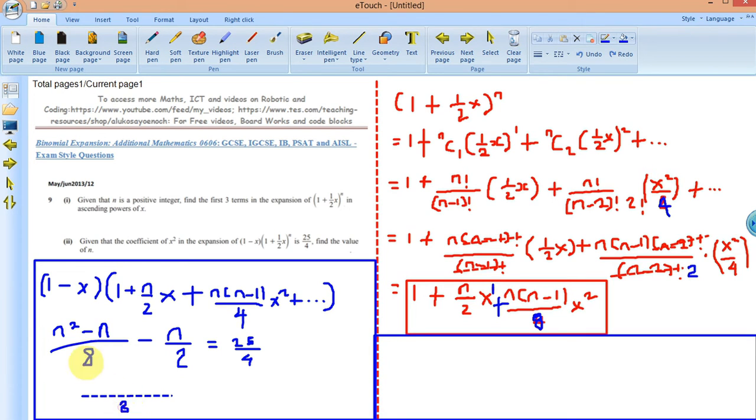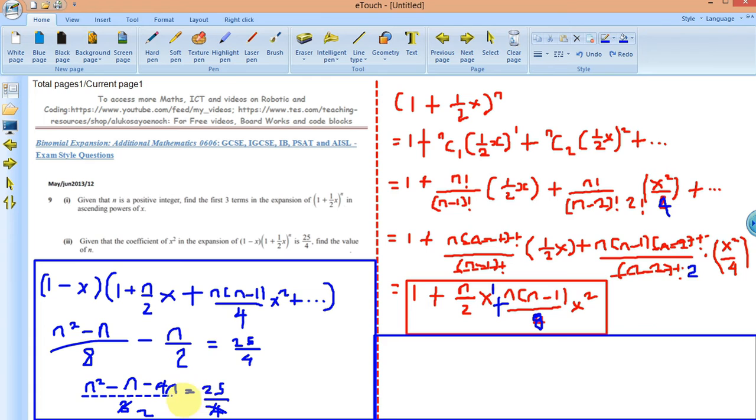So 8 in this, so I'll have n squared minus n. Then 2 in this is 4, so this is times 4, so that will be minus 4n, then equals 25 over 4. Guys, if you cross multiply, you are hard math students, so you understand this, right? If you like, you can cross multiply and it's going to cancel out. Or better still, just multiply by 2.